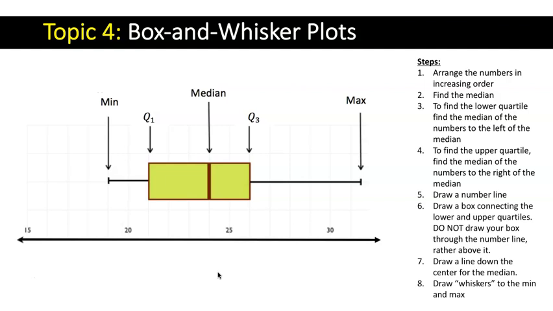Then you're going to find the median. You know how to find the median, that's the number in the middle. And then you're basically going to find the middle of the left of the median and the right of the median. So those are called the lower quartile, Q1, and the upper quartile, Q3. So your box, if you can tell from the diagram, is composed of the middle 50% of the data.